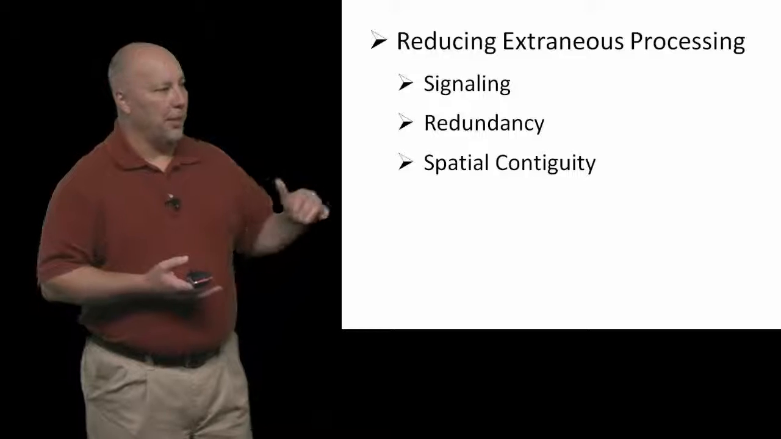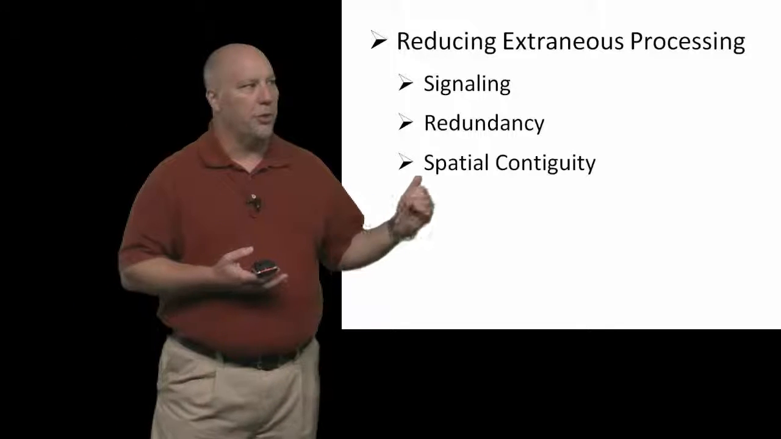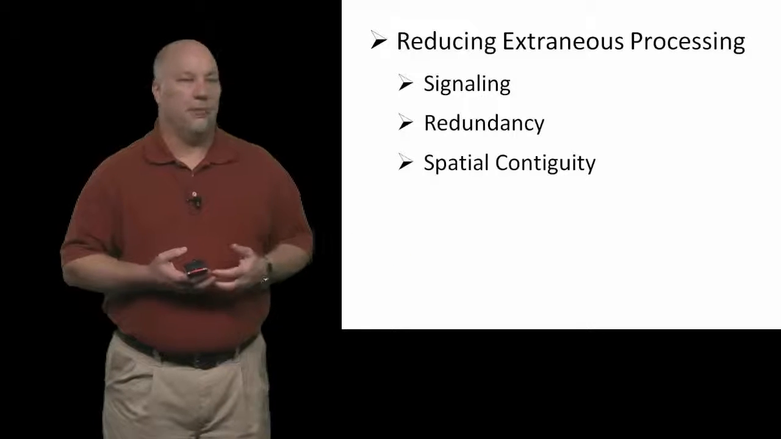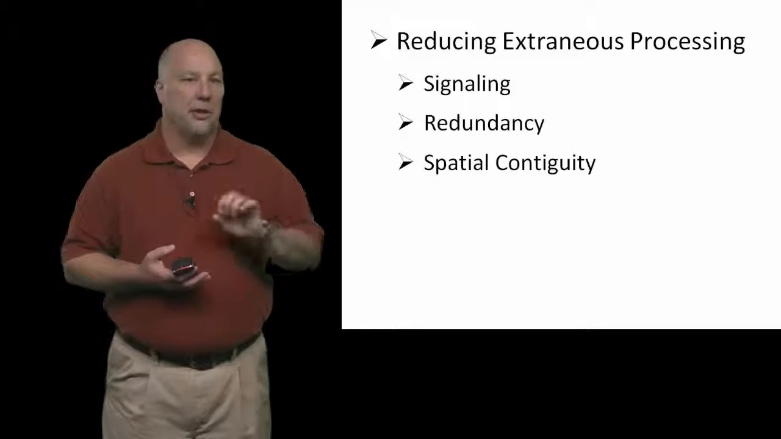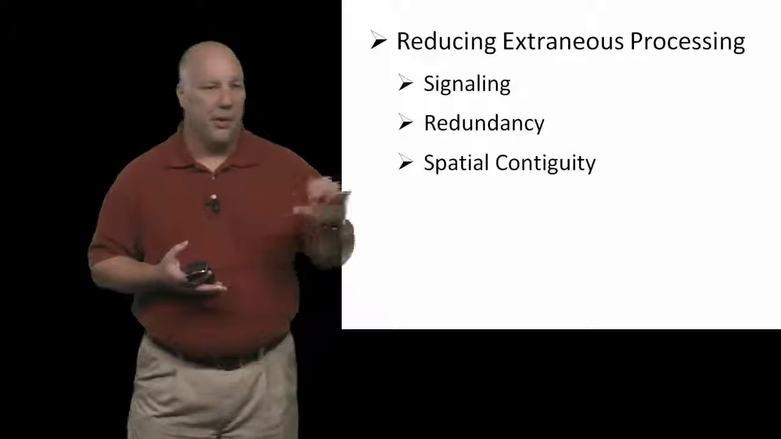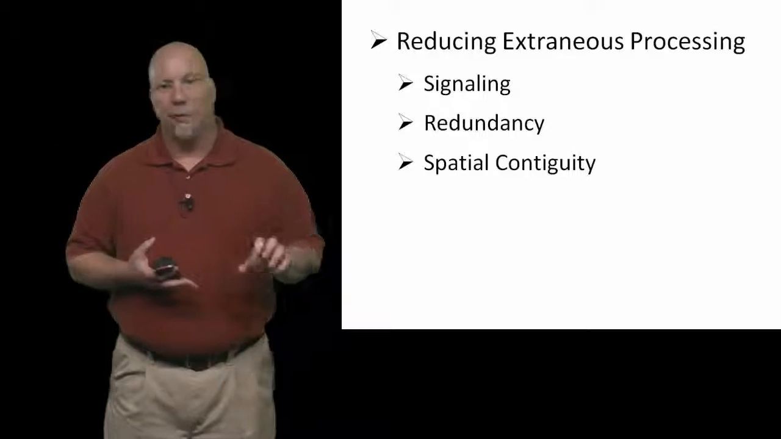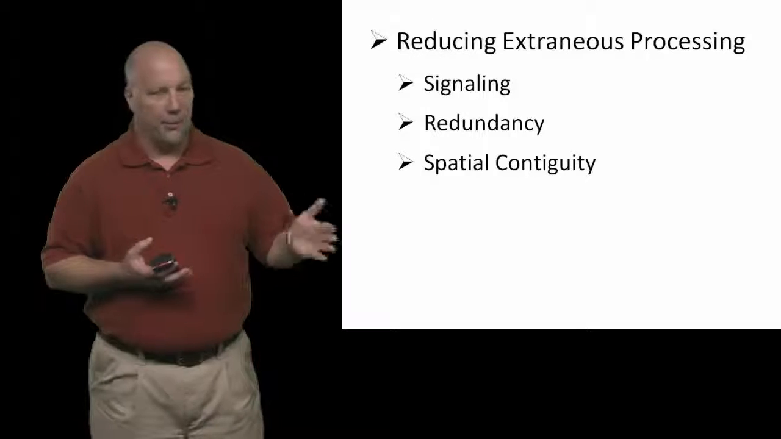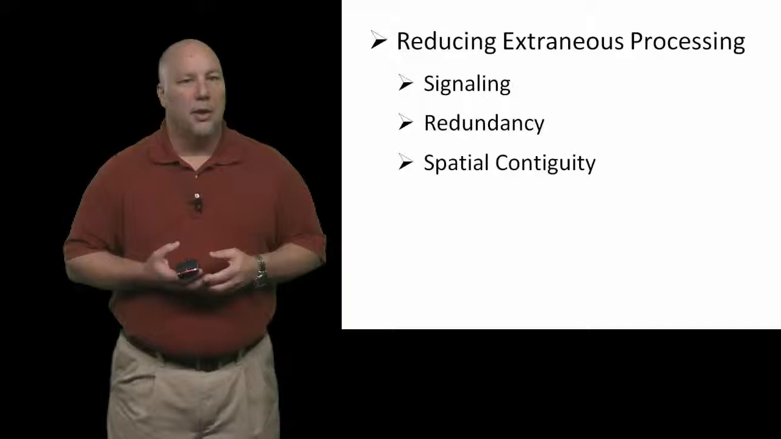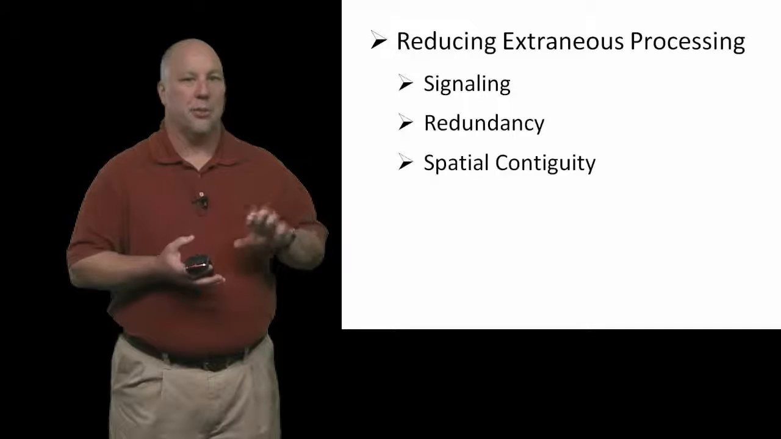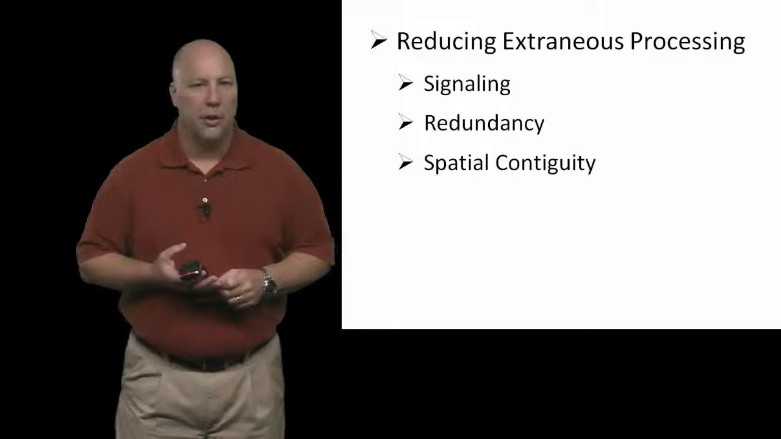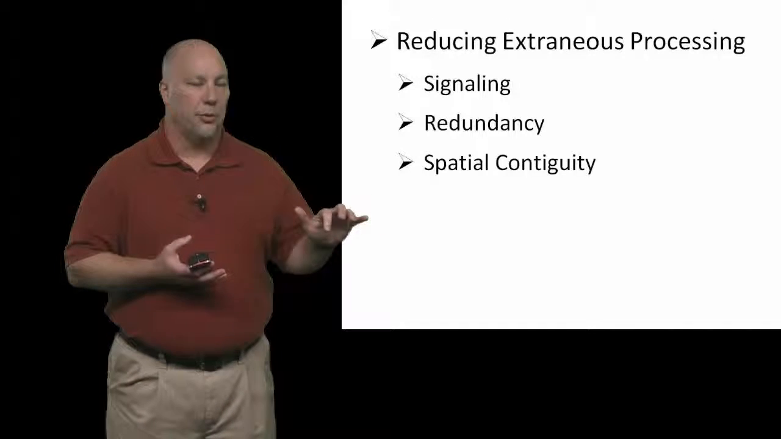And then the last principle to reduce extraneous processing is spatial contiguity. This is where the images and the words are close together. Have you ever read a textbook where you have an image on page 12 and they refer to it on page 15? You have to flip back because you obviously don't remember what that image was. It's best if the image is right there and then right below it or right next to it is the text that applies to it.